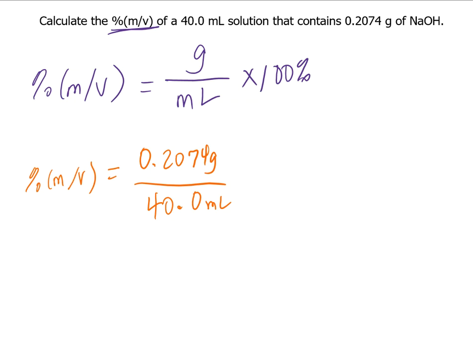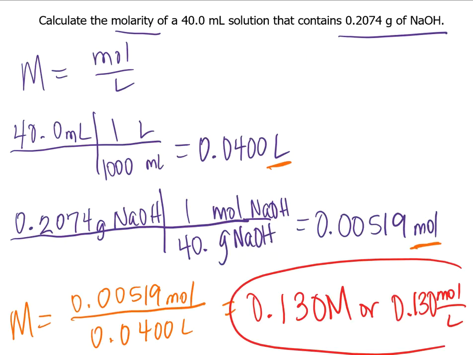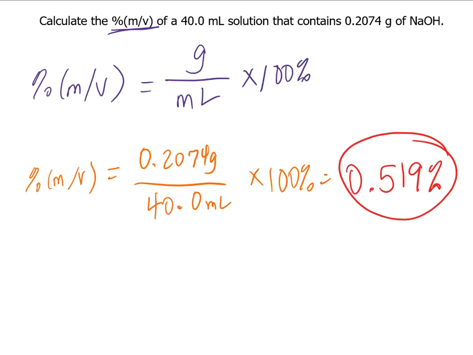So when you put that in your calculator, you have 0.2074 divided by 40. You have to multiply that by 100 for your 100%. And that gives you a mass volume percent of 0.519%. So before, when we calculated the molarity, it was 0.130 molar. Now our mass volume percent is 0.519%. That's a very small percent.